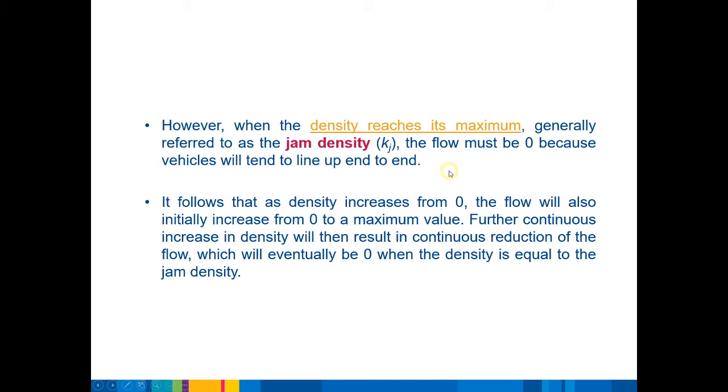At 0 speed, you're pretty comfortable being as much as a meter from the vehicle in front of you. But as the speed increases, you must decrease your density because you're not comfortable traveling at 10 kilometers an hour even, unless you've got a car length between you and the car in front. So it follows that as density increases from 0, the flow will also increase from 0 to a maximum.